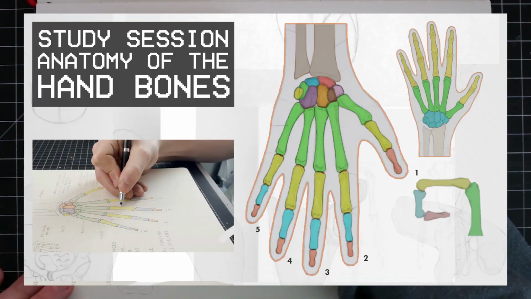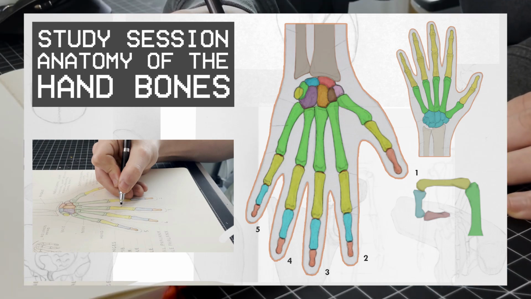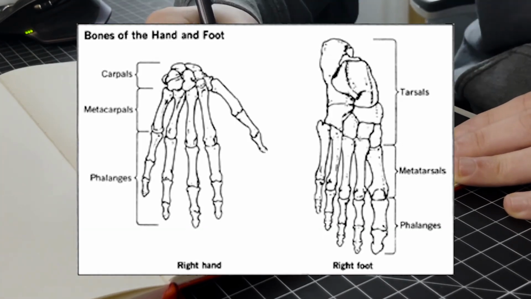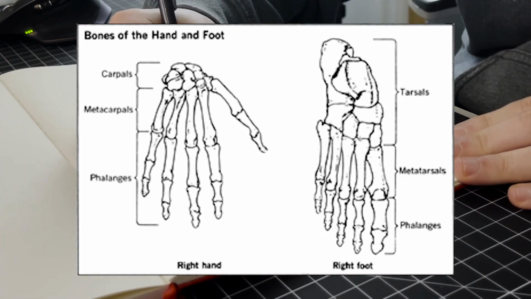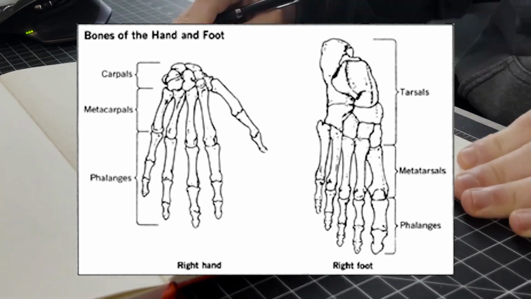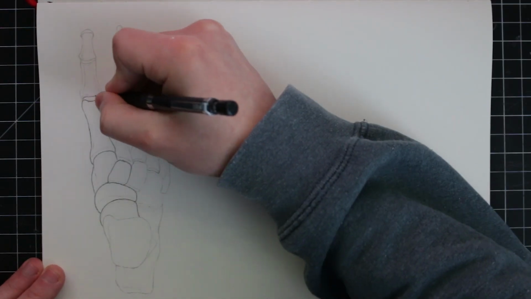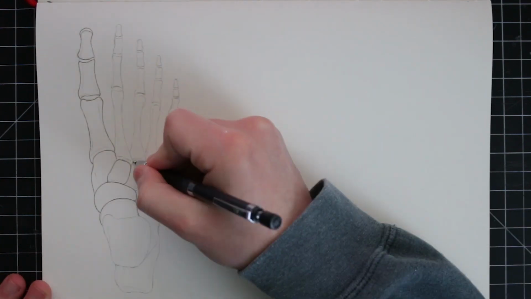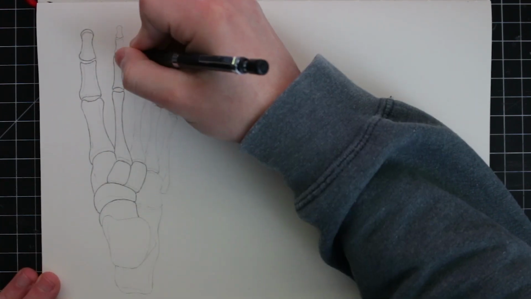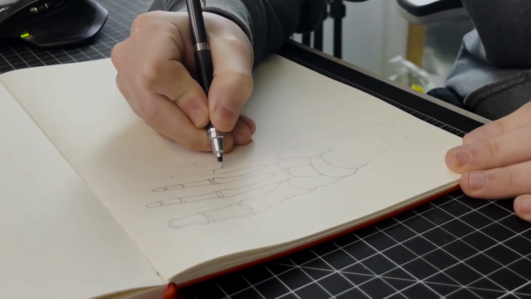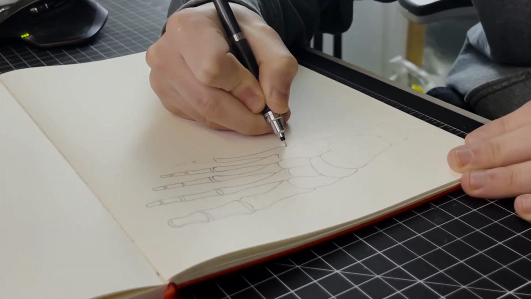In the previous study session, we had covered the anatomy of the hands, and you'll notice that because our hands evolved from being feet, there are some similarities between the two. So it would prove useful to watch that video on the hands first if you haven't already. Anyways, here in the sketchbook, I'm drawing out the bones of the foot, and I've decided to approach this the same way as I approached the hands.